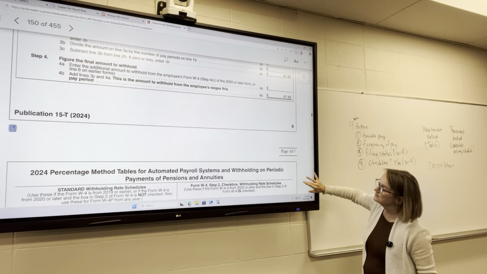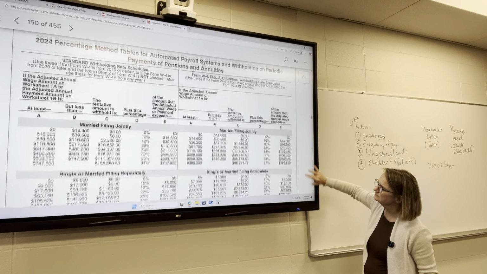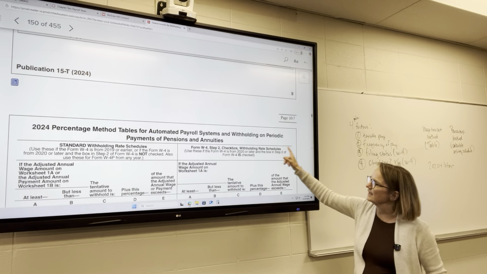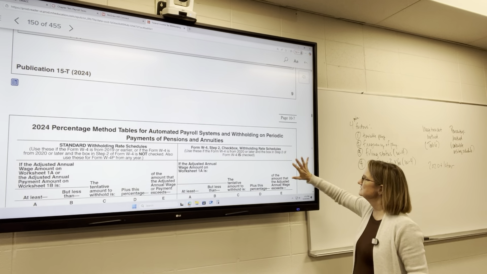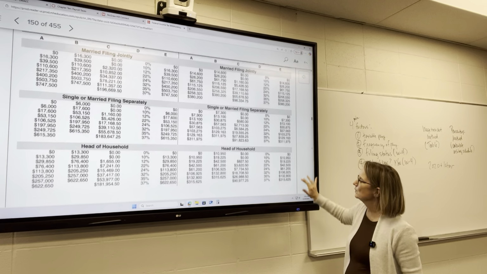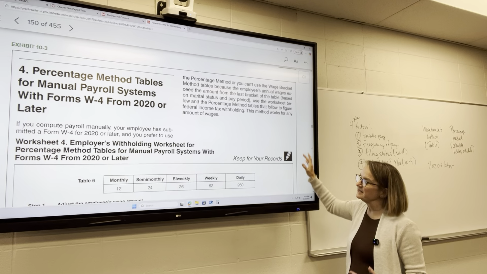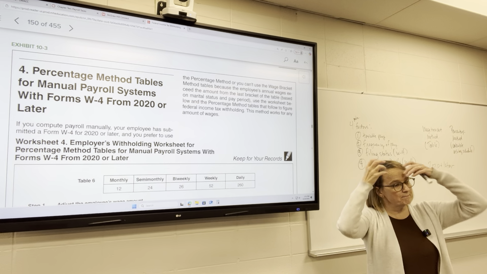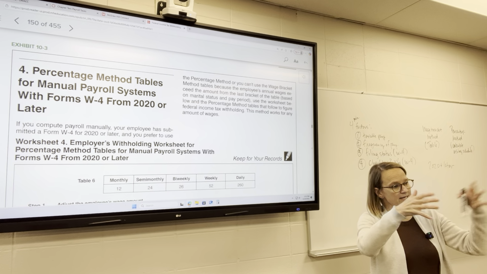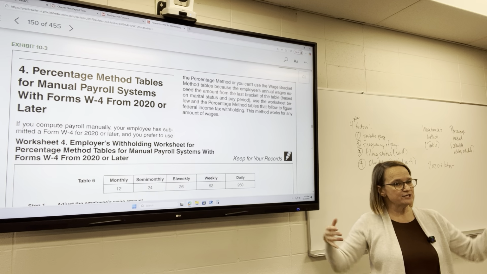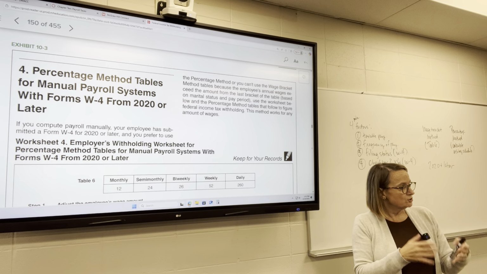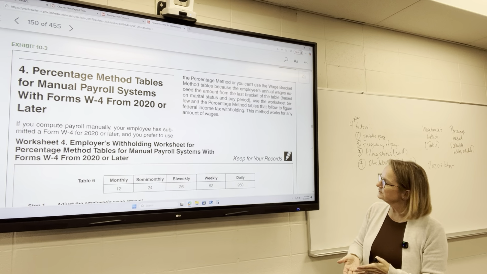So this is, again, ignore that pensions and annuities. It's not for pensions and annuities. I don't know why they put this up here. So that's for the automated. That takes the per pay amount and it annualizes it, does the calculation, and then brings it back down to a per pay withholding amount.